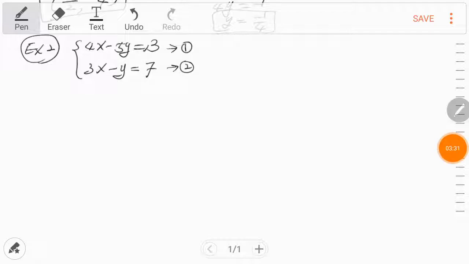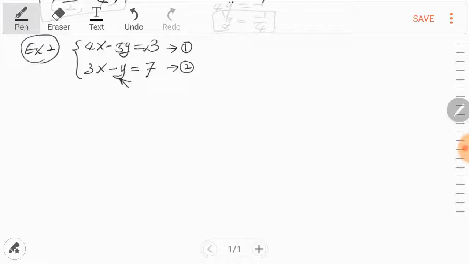Okay, let's solve this system of equations by the elimination method. Let's determine which variable to eliminate, x or y, which is better. For the second equation, the coefficient of y is negative 1, and in the first equation, the coefficient of y is negative 5. So why don't we just eliminate the y term, because it's much easier.